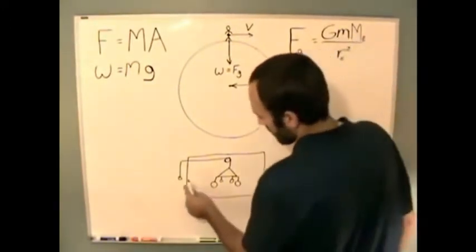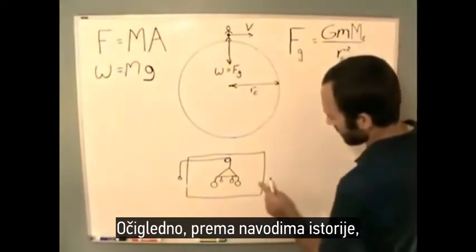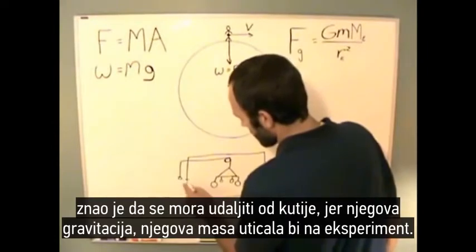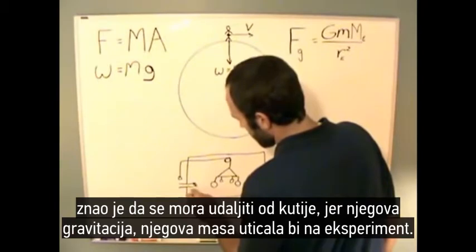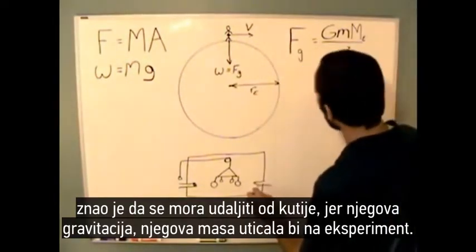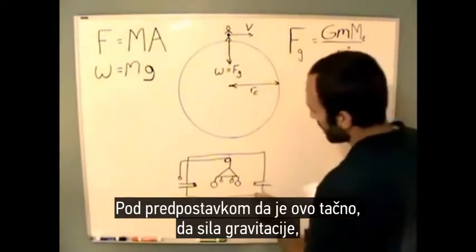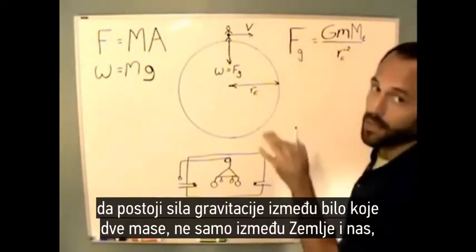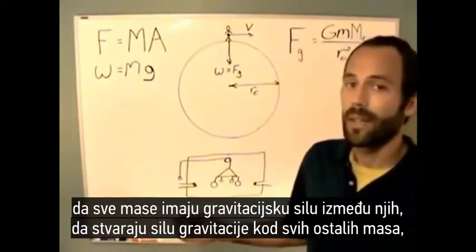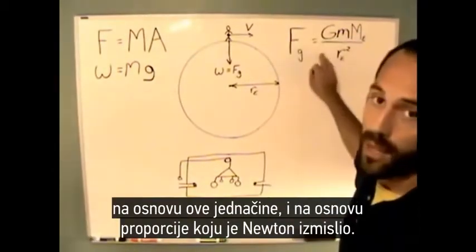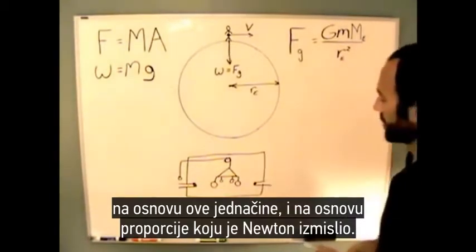And apparently, according to the history, he knew that he had to get away from the box because his gravity, his mass, would affect the experiment. Assuming that this is correct, there's a force of gravity between any two masses, not just the Earth and us. All masses create a force of gravity on all other masses, based on this equation and the proportion that Newton came up with.